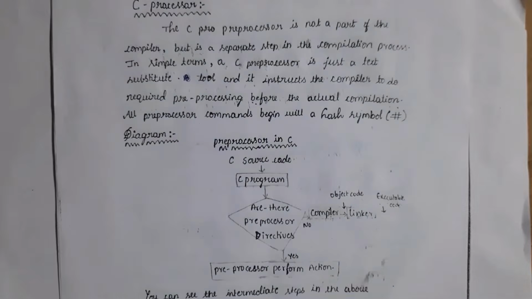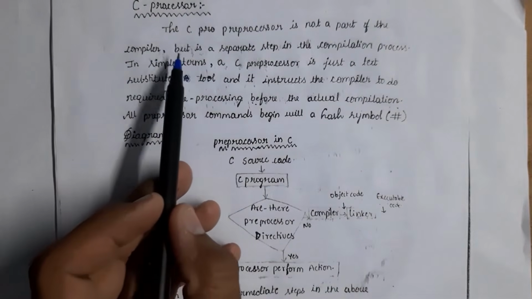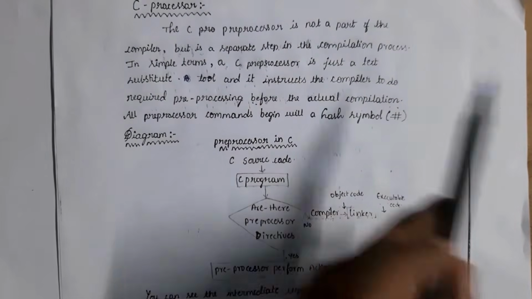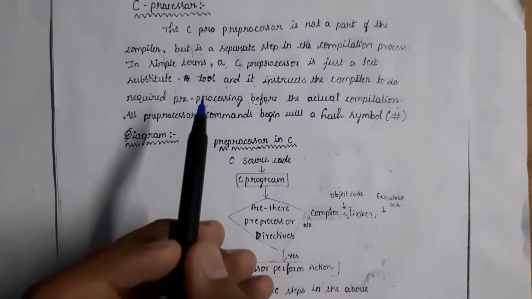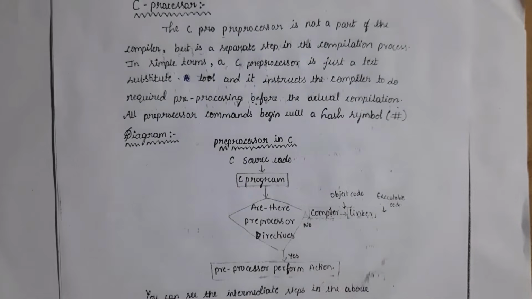Let's get started. First topic is preprocessor in C. Preprocessor is not a part of the compiler, but it is a separate step in the compilation process. In simple terms, we call preprocessor a text substitution tool. That means whatever task we perform before compilation, we call that task a pre-processing task.